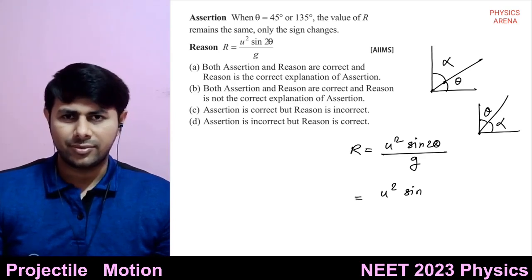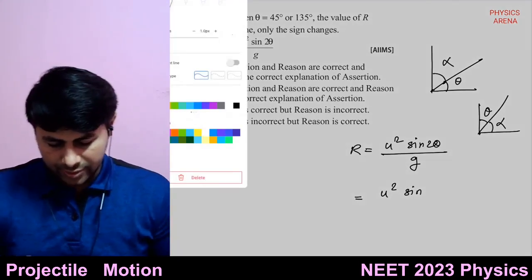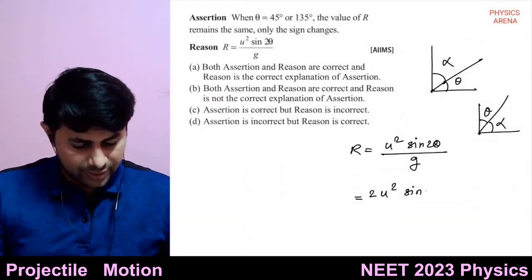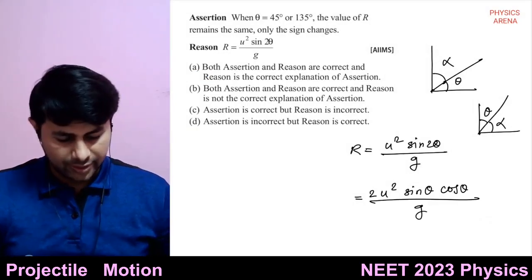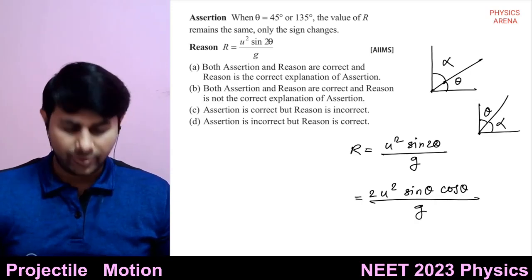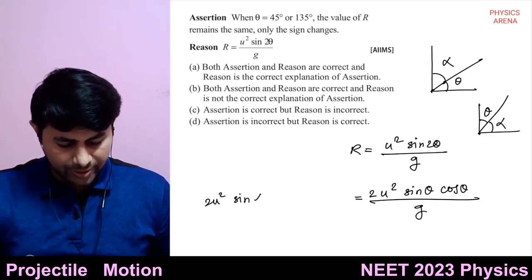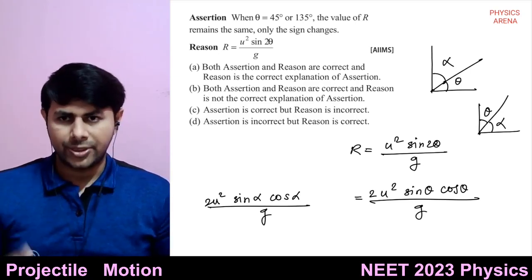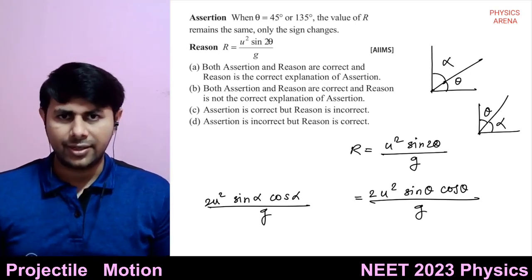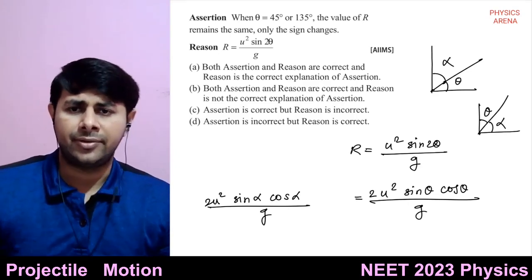Why? Because this is 2u square sine theta cos theta upon g. And for the projectile thrown at alpha, it will be 2u square sine alpha cos alpha divided by g. So a projectile thrown at angle theta and a projectile thrown at angle 90 minus theta will have the same range.